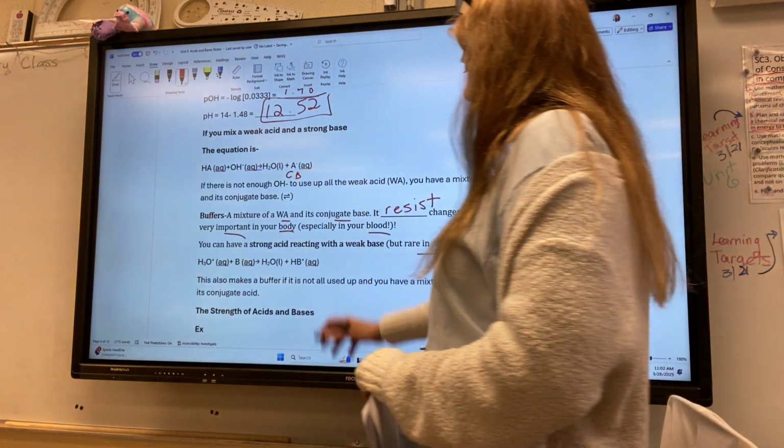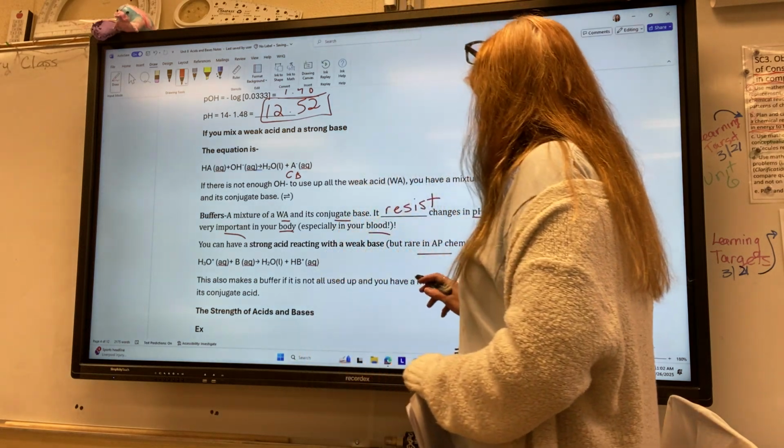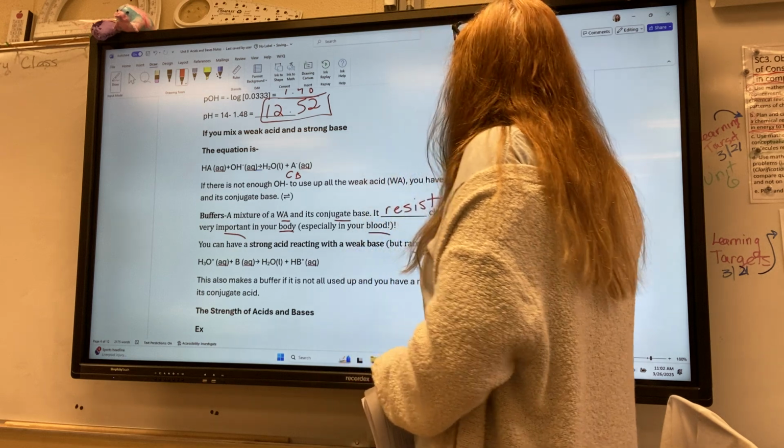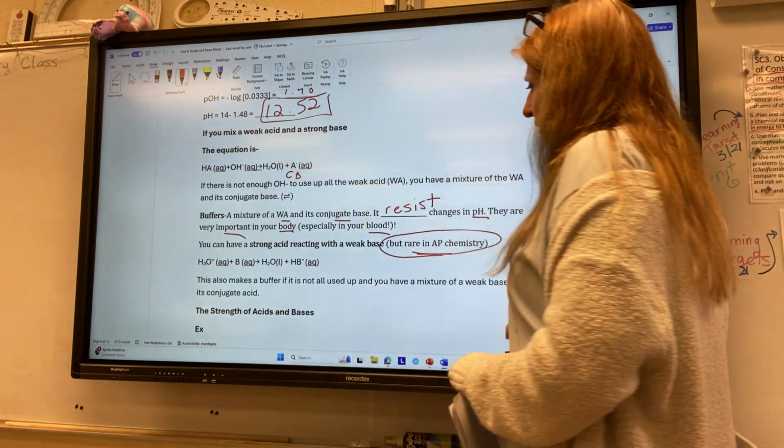This will also make a buffer if it's not all used up and you have a mixture of weak base and its conjugate acid, but this is rare in AP Chem. So just to know it exists.